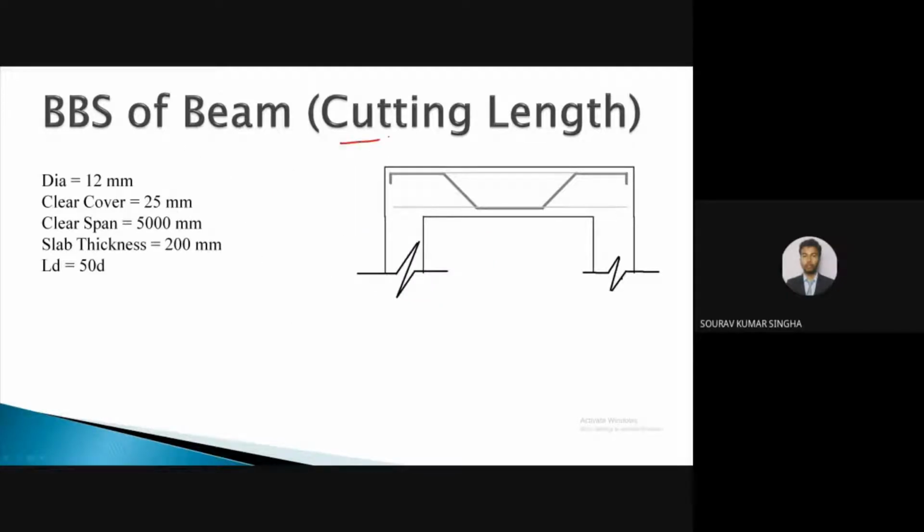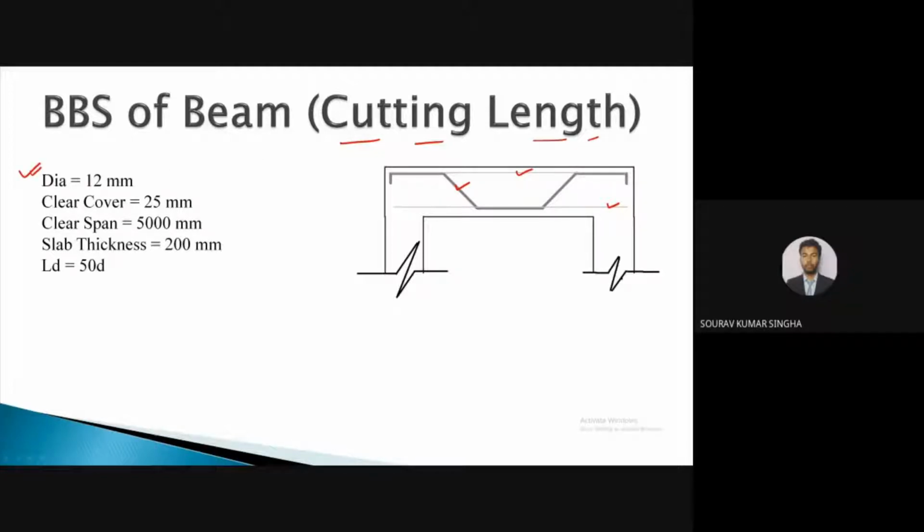Here we are particularly interested in the cutting length of the bar. As you already know, there are 3 types of bars. This one is the bottom bar, this one is the top bar, and this particular portion is the cutting length, that means the crank bar. So we need to determine the length of this crank bar. How can we determine it? For determination of the length of the crank bar, you need the following data.